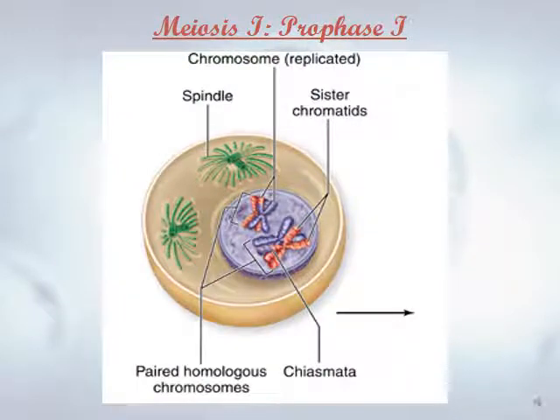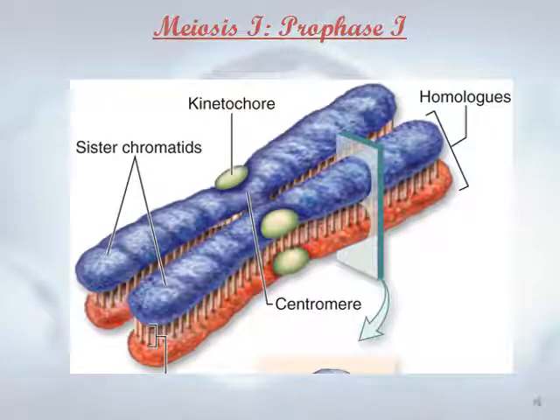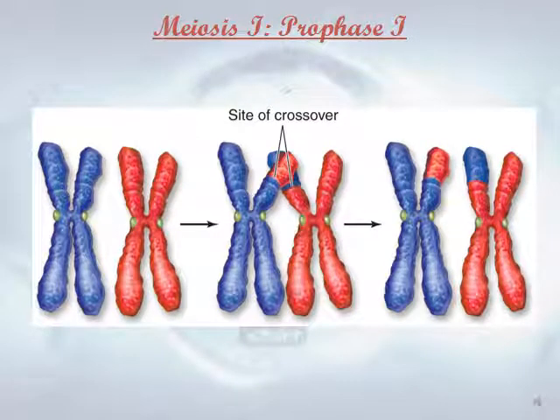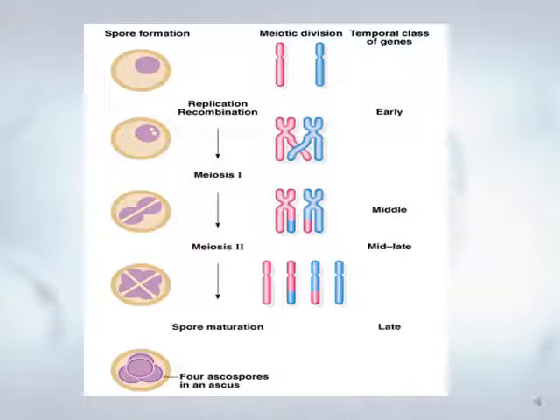Prophase 1. Here we have something called tetrads. So we don't have the chromosomes alone. Here we have something called crossing over that will occur.